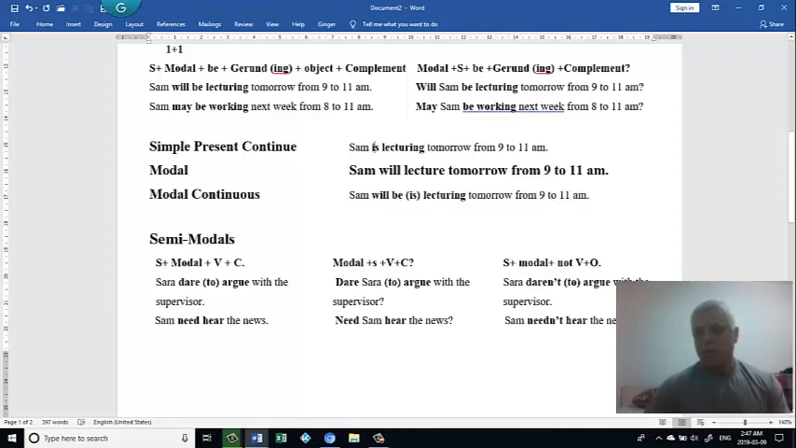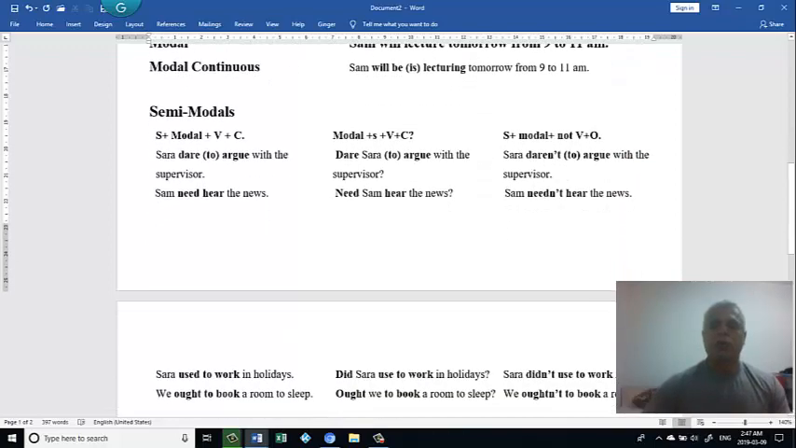Okay? Let's look at semi-modals. We have two kinds of semi-modal: semi-modal as a main verb or as a modal. For example, Sarah dare to. Here is the option. You could say Sarah dare argue with the supervisor.